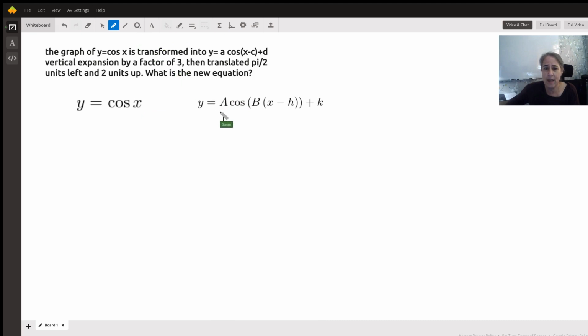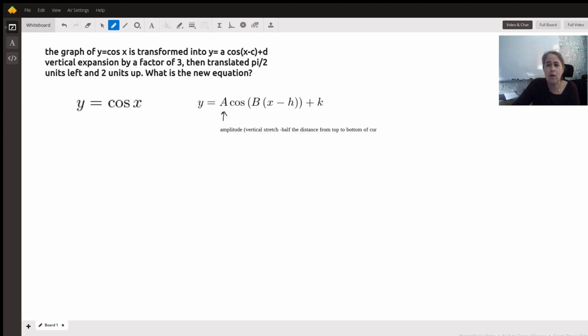A is the amplitude of the function. The amplitude starts at 1, and then it gets multiplied by some factor. So it's the multiplied vertical stretch, in a way. It's half the distance from the top of the curve to the bottom.